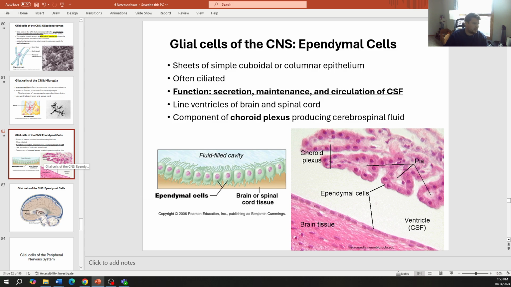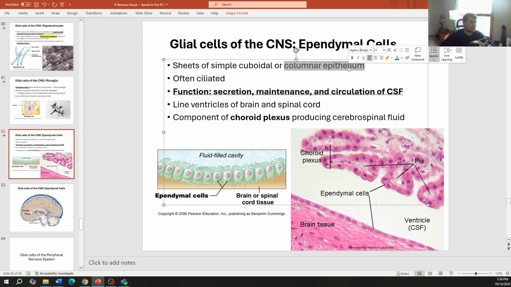Finally, continuing to talk a little bit about that cerebrospinal fluid, we have ependymal cells. These are simple cuboidal or columnar epithelium. Remember the different shapes of the epithelium. They're often ciliated. Remember, cilia are little hairs. They have the actin and stuff inside of them to brush, to pump, to move stuff around. The main function of these ependymal cells is that they deal with the CSF, the cerebrospinal fluid. They do secretion, maintenance, and circulation of that spinal fluid.